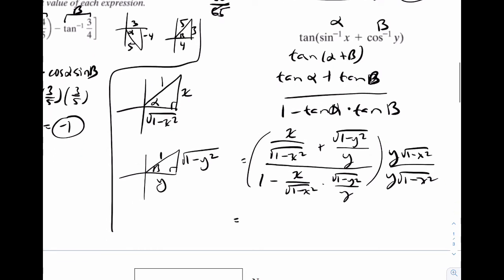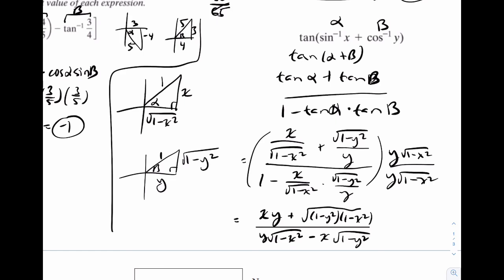So the final answer, after we multiply, it's going to be xy plus the square root of 1 minus y squared times 1 minus x squared, all divided by y root 1 minus x squared minus x square root 1 minus y squared. So pretty ugly answer, but that's a pre-calc level kind of trig question.